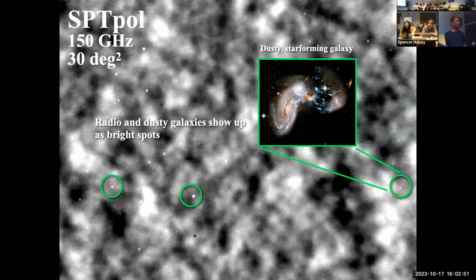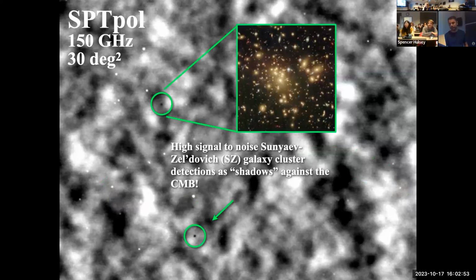So the bright sources are galaxies, and then we also see these dark spots. These are actually clusters of galaxies. These really small dots are actually groups of galaxies. And that's the thermal SZ effect that I was telling you about before, but I will explain that in a little more detail later. This is how we detect galaxy clusters in CMB surveys. So when you're looking at these maps, we don't just see the CMB, but we also see all of these other emissions.